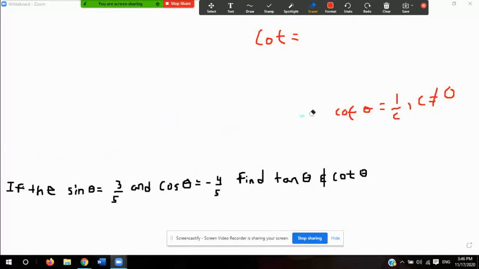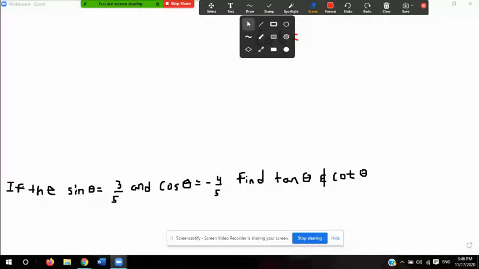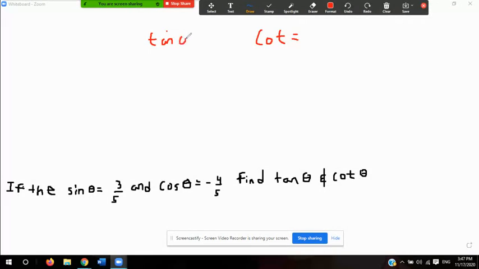But we're going to see quotient identities, or reciprocal identities. And the two that we're going to see are the tangent and the cotangent. So we know that the tangent of theta, if we have a coordinate plane, is y over x, and the cotangent of theta on a coordinate plane would be x over y.